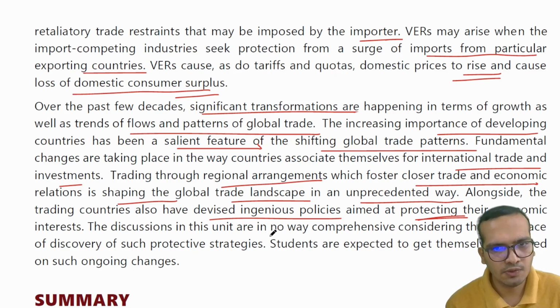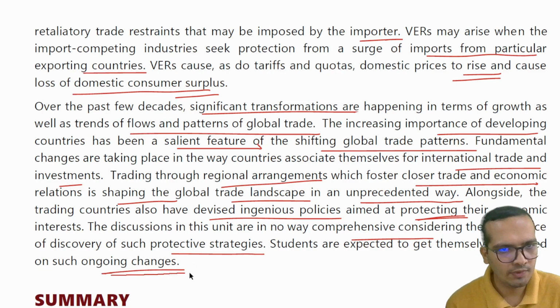The discussion in this unit is in no way comprehensive considering the faster pace of discovery of such protective strategies. Students are expected to get themselves updated on such ongoing events.